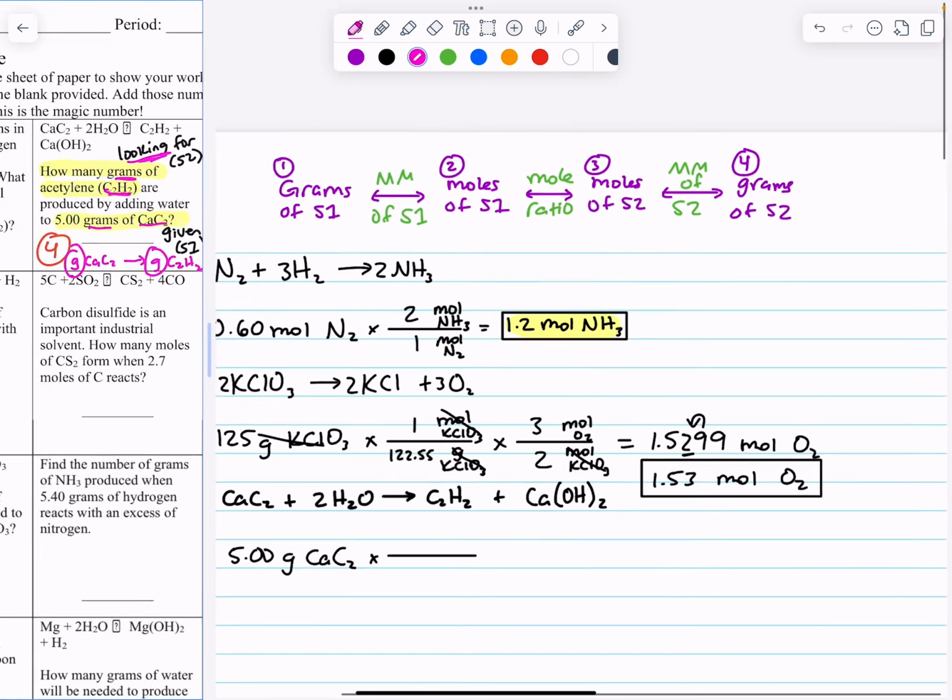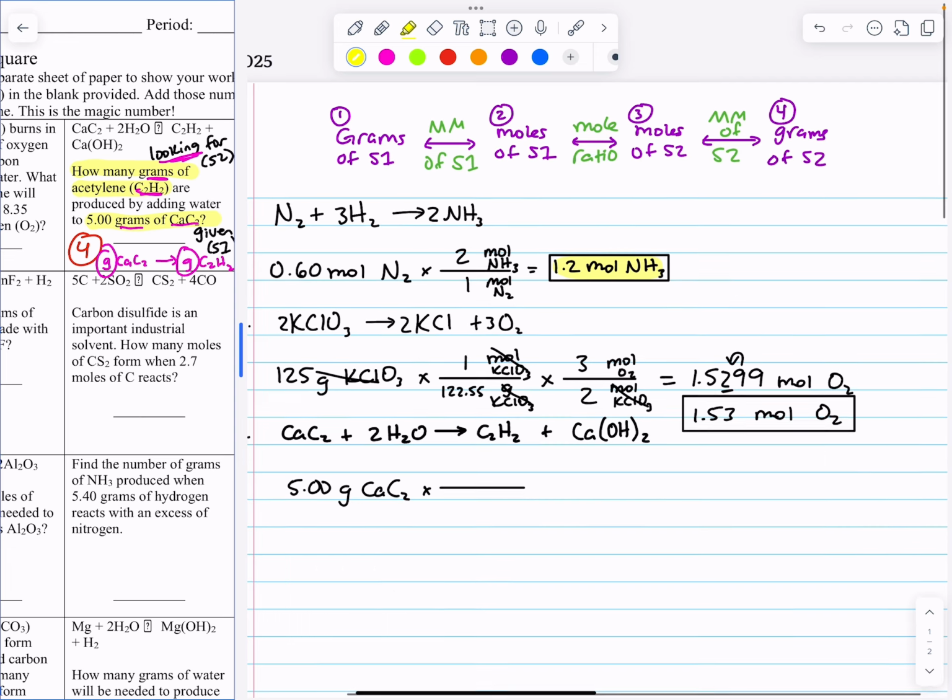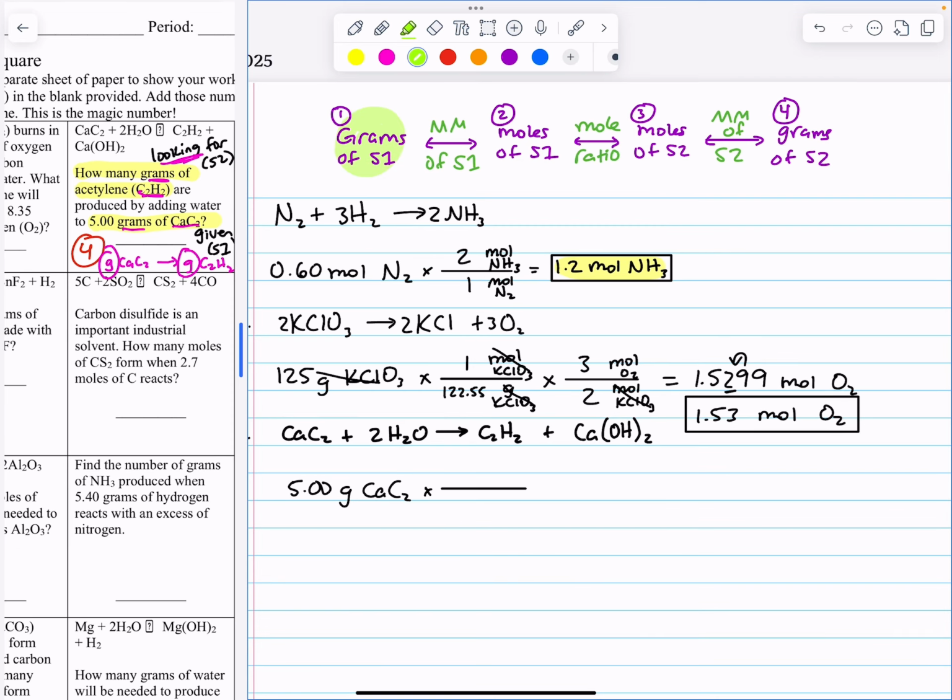According to my nice map over here, grams to grams is the longest path. From step 1 to step 2, that's 1 fraction. Step 2 to step 3, step 3 to step 4. So I should have 3 fractions, and these are the conversion factors I will be using. Okay, so let's start off. We are here. Let's go to my first step.